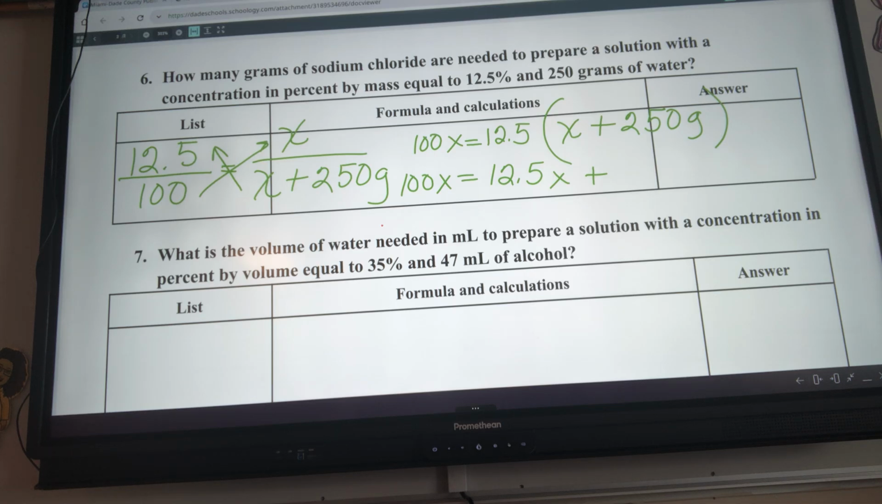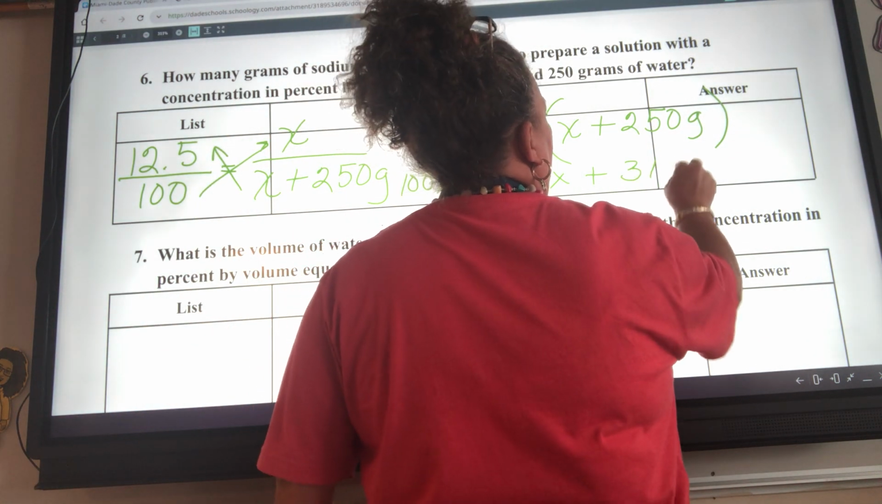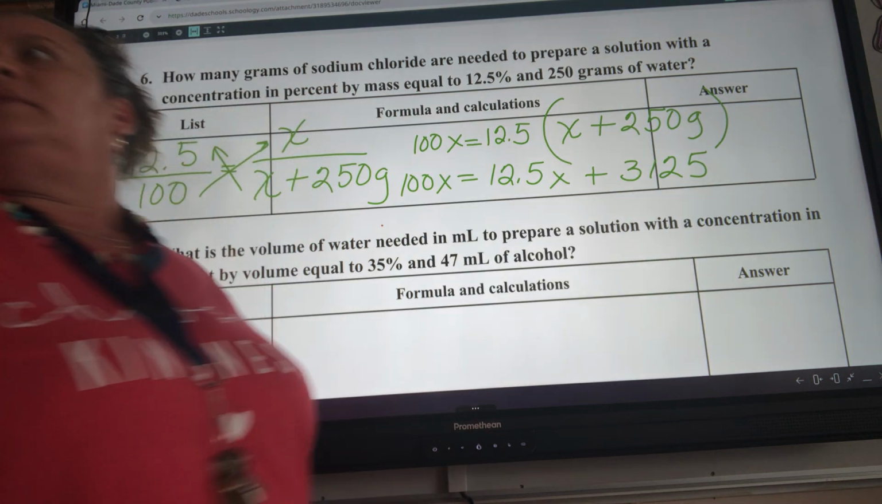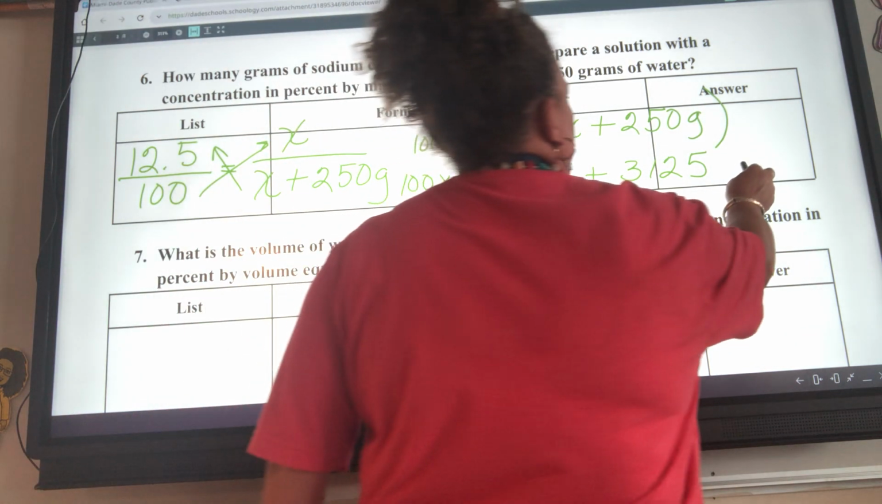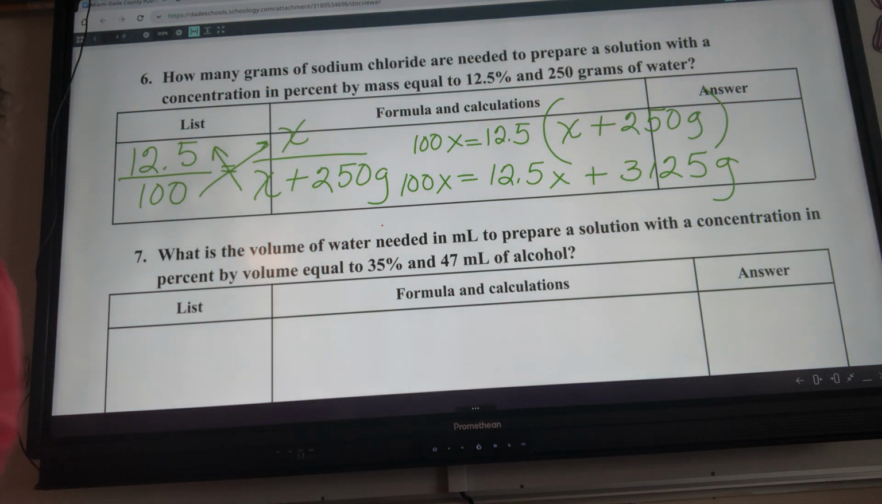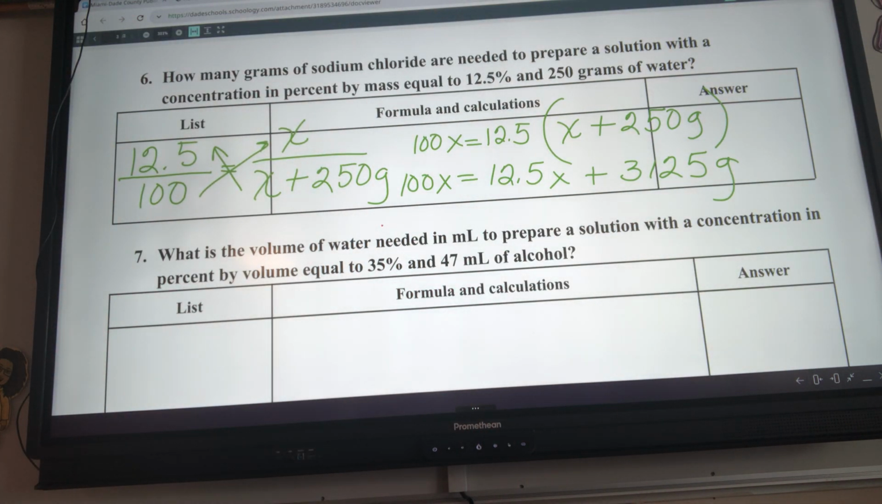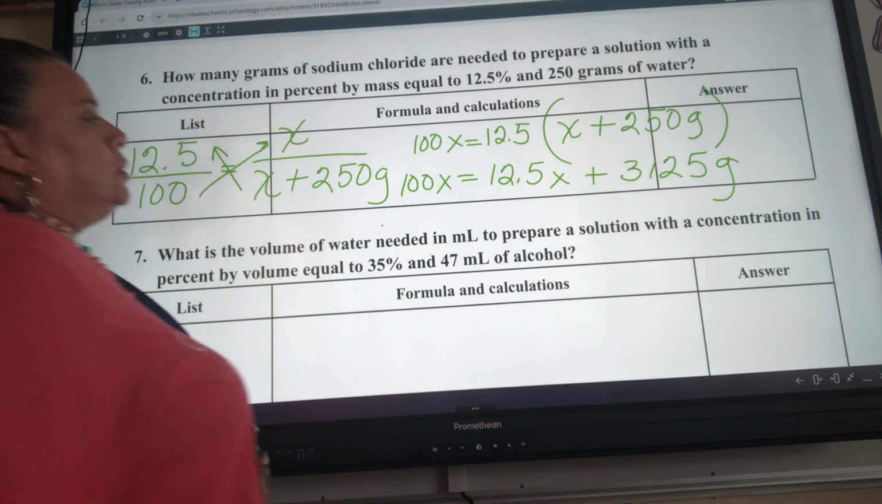250 multiplied by 12.5. 3,100? That's what you told me, yeah? 3,125. 3,125 what? Grams. And I have a question for you. Is the x isolated? Do I have x in both sides of the equation? What do you do? Easy, piece of cake.